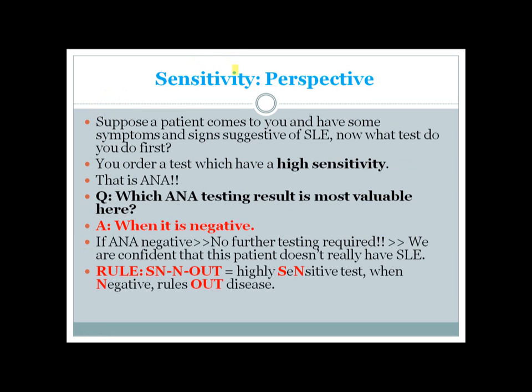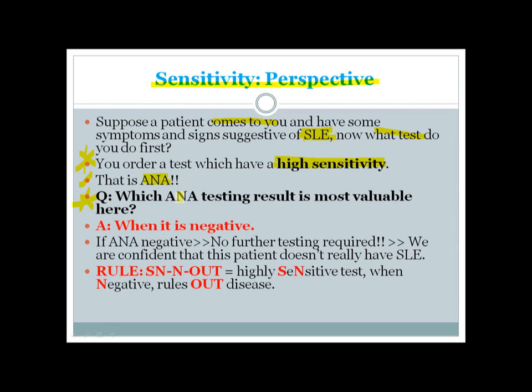So let's first talk about the perspective of sensitivity. Suppose a patient comes to you and has some symptoms and signs suggestive of SLE, like pallor, the butterfly rash, joint pain, fatigue and discoid rash. Now what test should you do first? The property that you are looking for in a test for SLE is high sensitivity. I will talk about what sensitivity is later; I'm just trying to give you an idea of it. So a high sensitivity test is needed for this patient. And the test we actually do in reality is ANA, or anti-nuclear antibody, because this is a highly sensitive test.